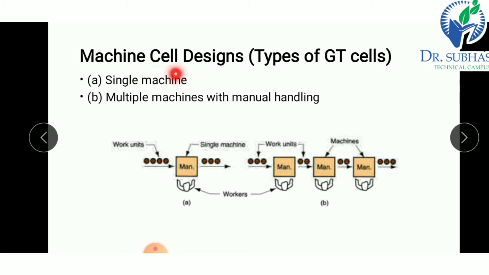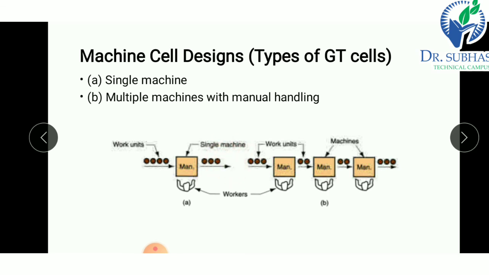So first one is a single machine. The single machine approach can be used for a work part whose attributes allow it to be made on basically one type of process. So if our finished product is completed in only one manufacturing process, then we can use a single machine cell. You can see clearly here, this is our machine, raw material is input, and our finished product is output from here.